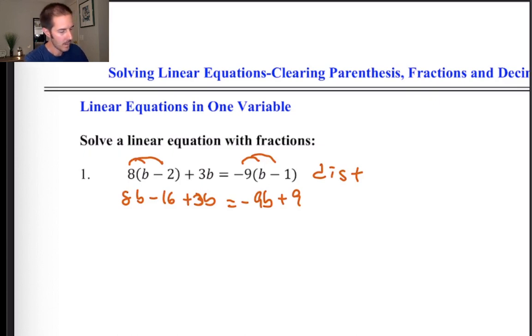And on the left-hand side of my equation, I see 8b's and 3b's, which means I can combine like terms, CLT, which gives us 11b on the left-hand side. There's still a minus 16 on the left-hand side, and on the right-hand side we've got the -9b and the positive 9. The next thing that I'm going to do is I'm going to try to gather all of my variables onto one side of the equation.